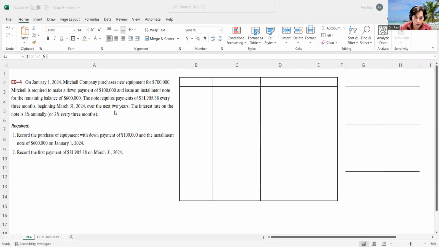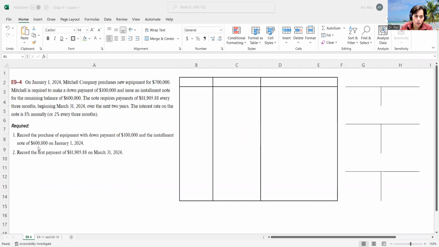Over the next 2 years, we're going to do this. So we're going to make a total of 8 payments, 4 in the current year, 4 in the next year. The interest rate on the note is 8% per annum or 2% every 3 months. So it's basically 8 divided by 4 because I'm making 4 payments. That's 2% every 3 months.